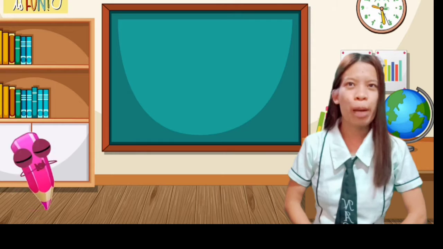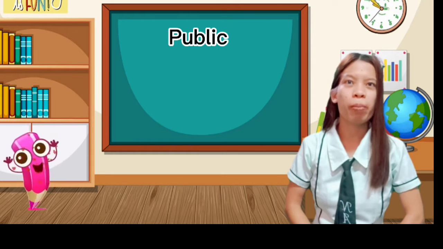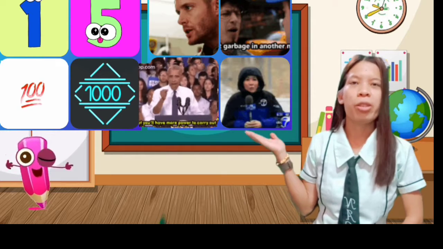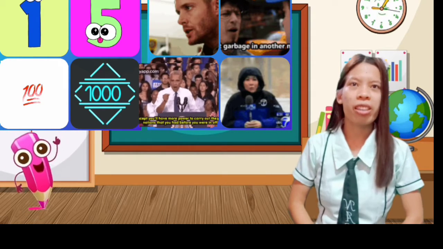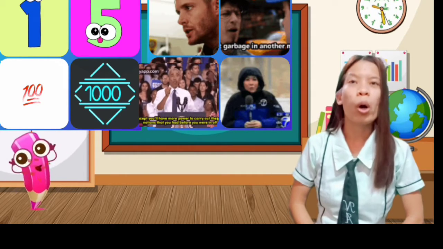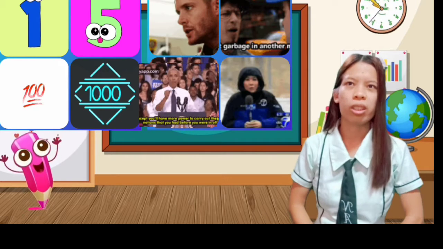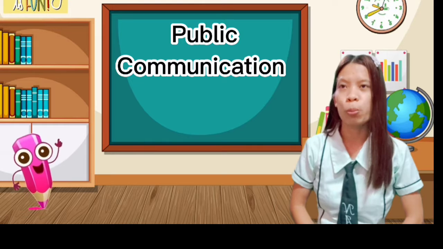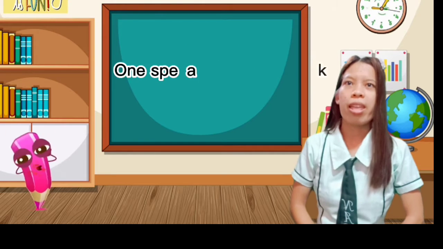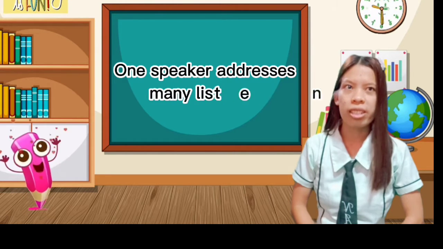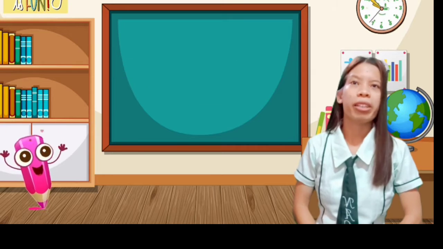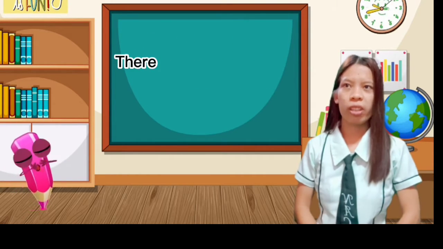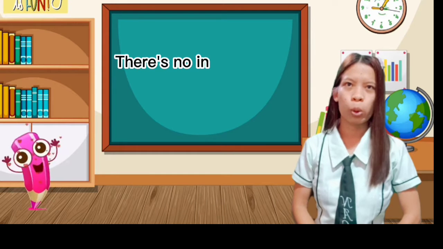The third type of speech context is the public communication. So, let's go back to the image. The number 100 represents the third image, or a public communication. Public communication is different from dyadic or small group communication, in that one speaker addresses many listeners, collectively known as an audience. There is no interchanging of the speaker and listeners' roles.